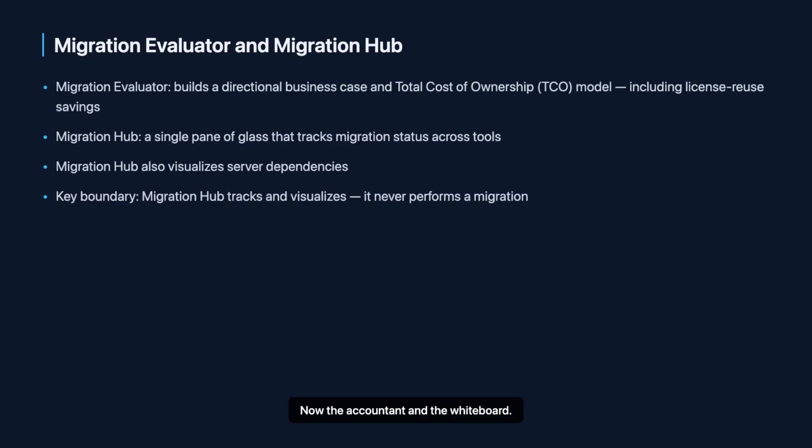Now the accountant and the whiteboard. Migration Evaluator builds a data-driven business case and a total cost of ownership model for moving to Amazon Web Services, and it even factors in savings from reusing your existing licenses. So when a question is about justifying the migration financially, that's Migration Evaluator. Migration Hub is different. It's a single pane of glass that tracks migration status across all your different tools, and it also visualizes server dependencies. The key boundary to lock in: Migration Hub tracks and visualizes, it never actually performs a migration.